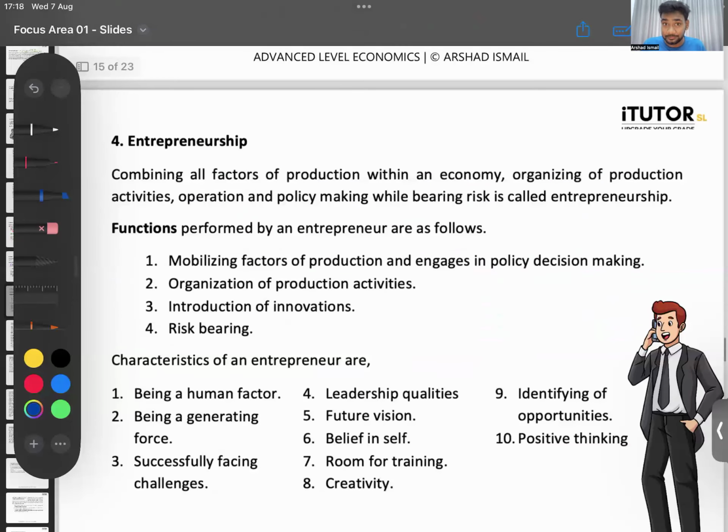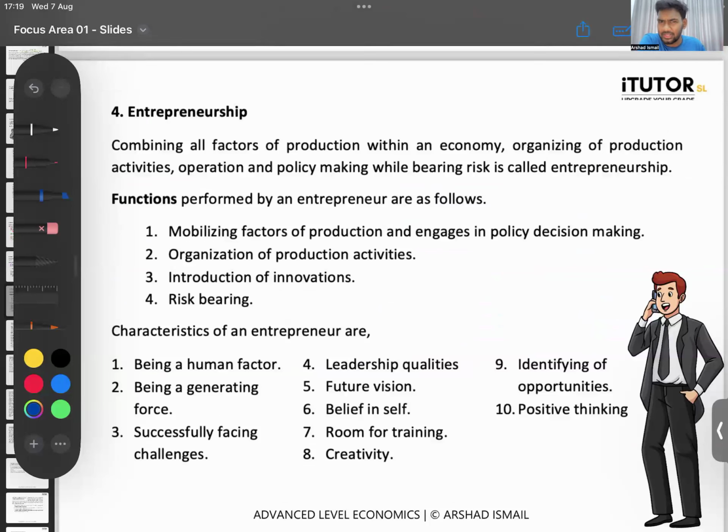Right. Finally, we go into entrepreneurship. So what is entrepreneurship? Entrepreneurship is, we say, the person who combines all of these factors of production together in order to engage in a production activity. He bears a risk and he does all of that. So what does an entrepreneur do? What are the functions? He mobilizes the factors of production. He gets everyone together. He organizes the production activity. He tells, okay, look here, you have to do this, you have to do this. What does an entrepreneur do? He introduces innovations, comes up with new stuff.